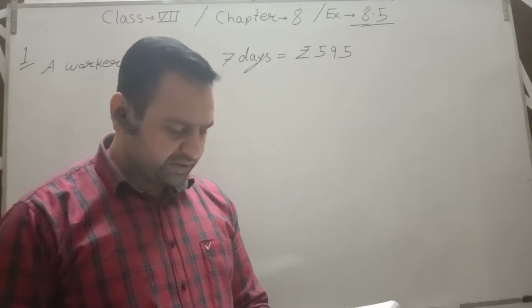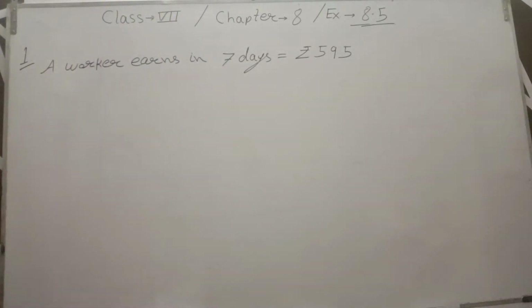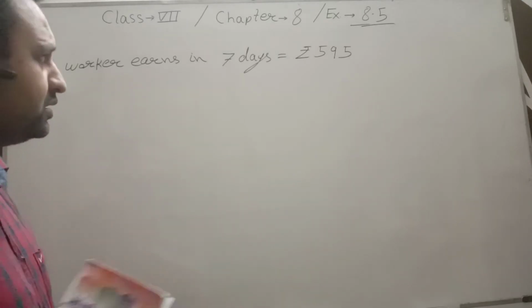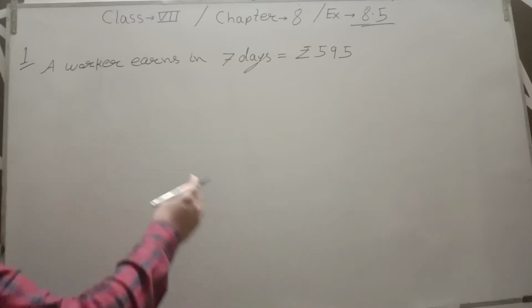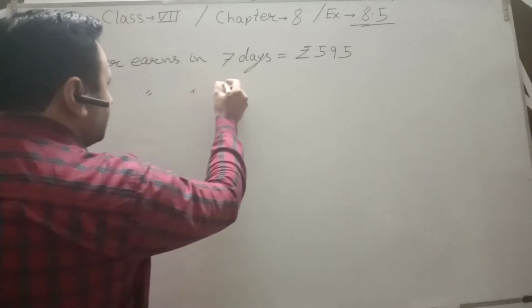Now start exercise 8.5. In the first question, a worker earns rupees 595 in 7 days and we have to find out how much he will earn in 15 days. It's very simple. You can use the unitary method, in which we find what a worker earns in 1 day.